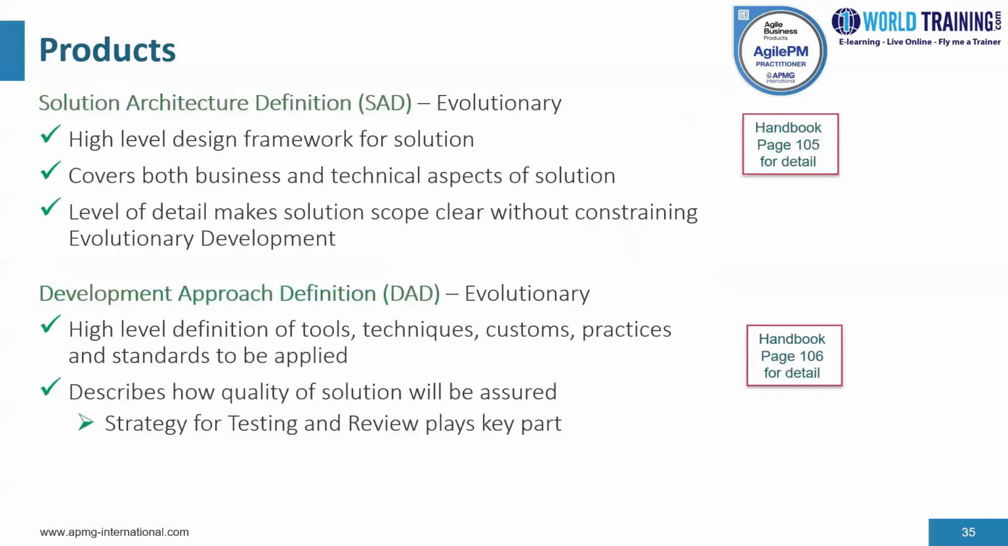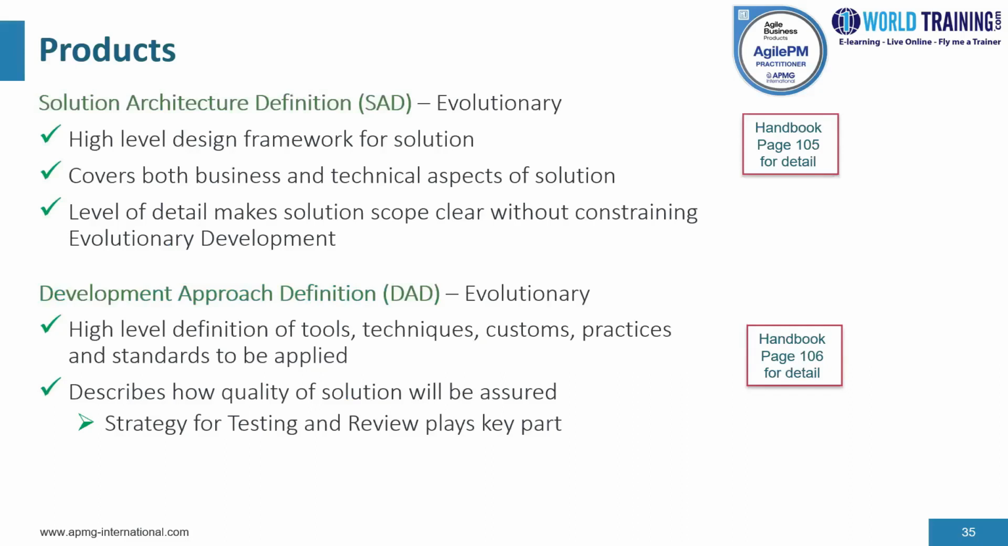So moving on to the next one, we have the solution architectural definition. Now, this is again an evolutionary product. It provides a very high-level design framework for the solution. It is intended to cover both business and technical aspects of the solution to a level of detail that makes the scope of the solution clear, but without going into a level of detail that constrains evolutionary development.